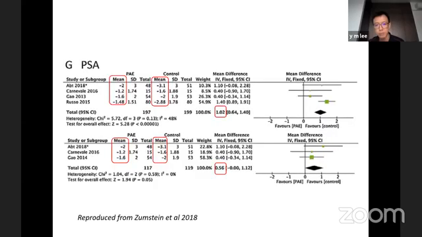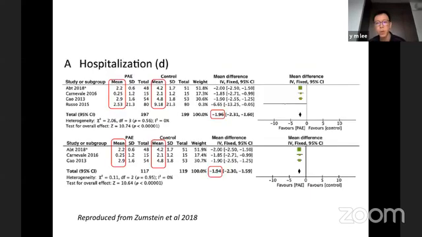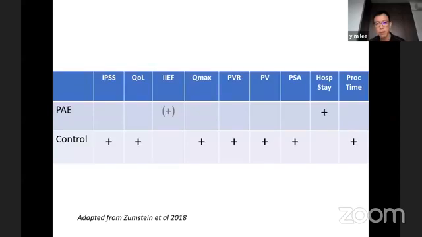and PSA as well. And in terms of the procedure time, it actually takes longer than TURP, because it's actually a very technically challenging procedure. But what is in favor of PAE is actually a shorter hospitalization. And again, several studies show an improvement in the erectile function. So this table summarizes the findings that I mentioned above.